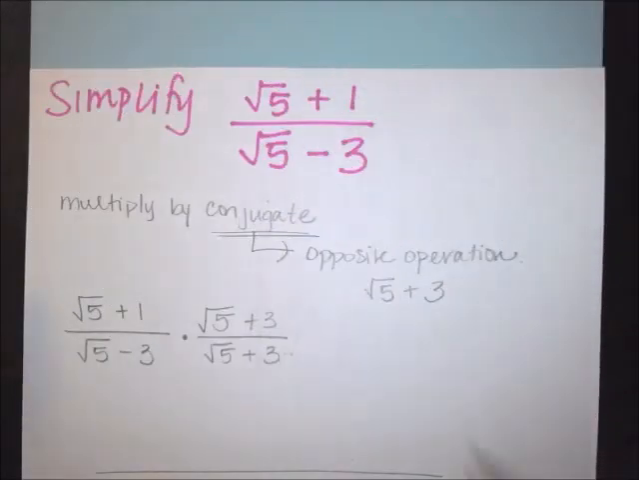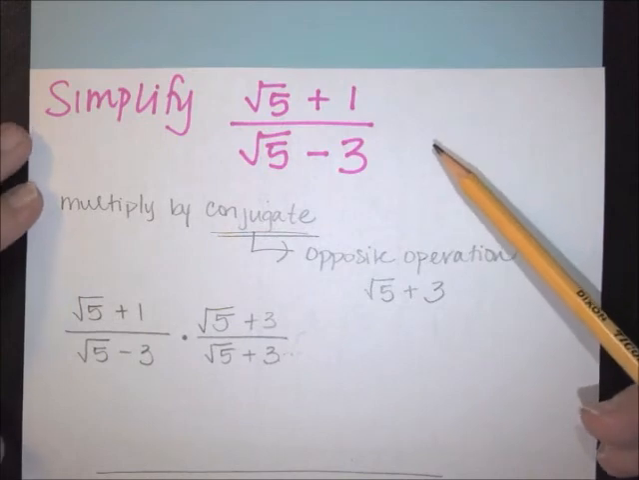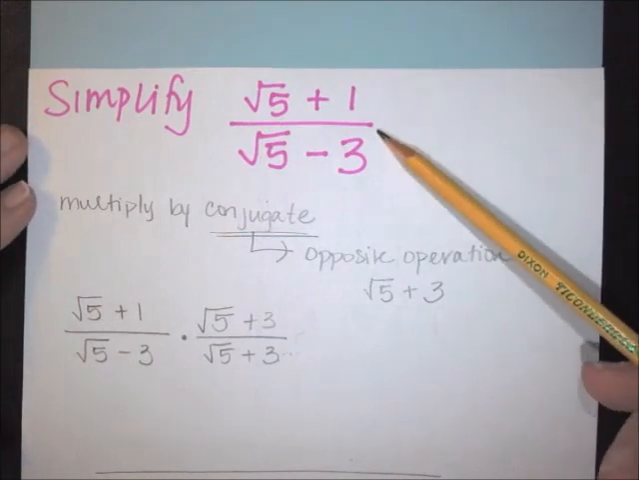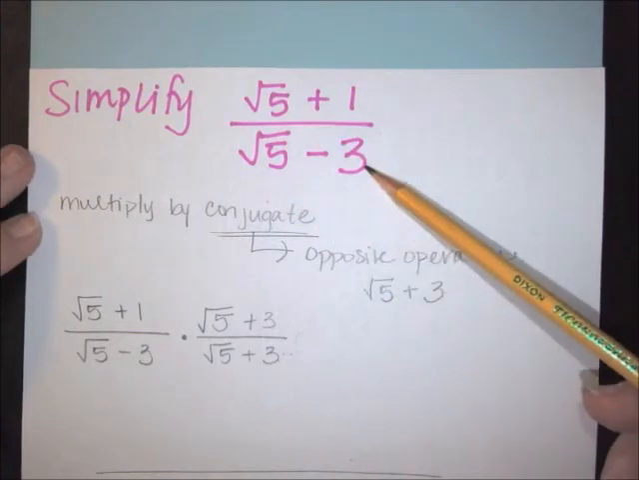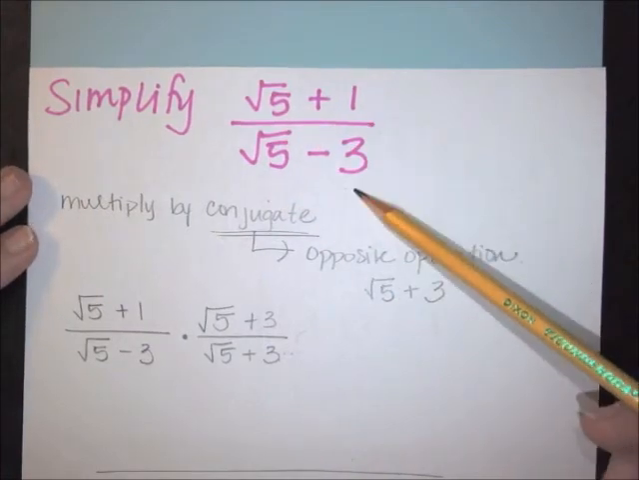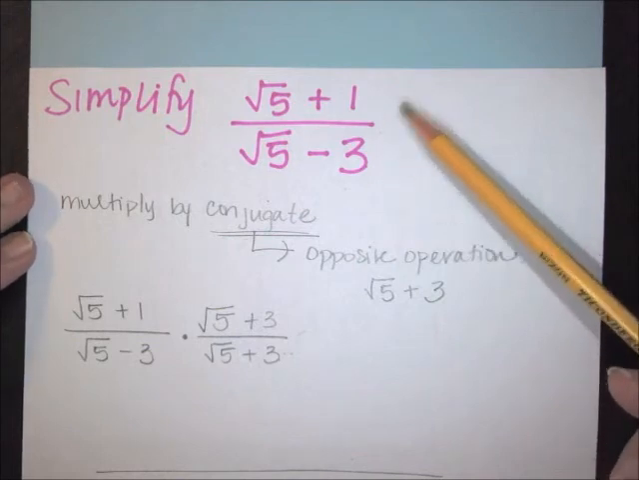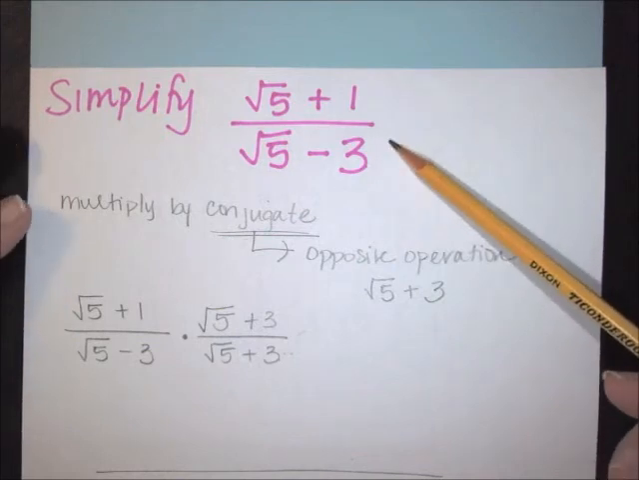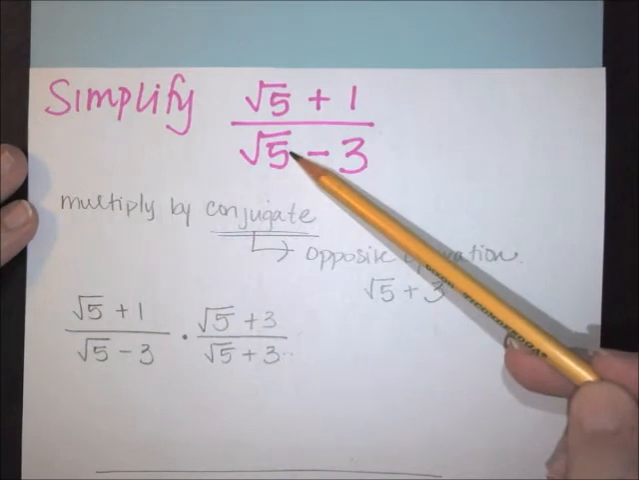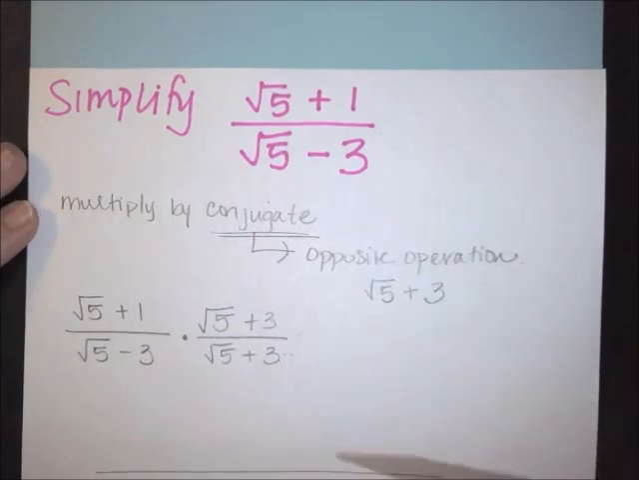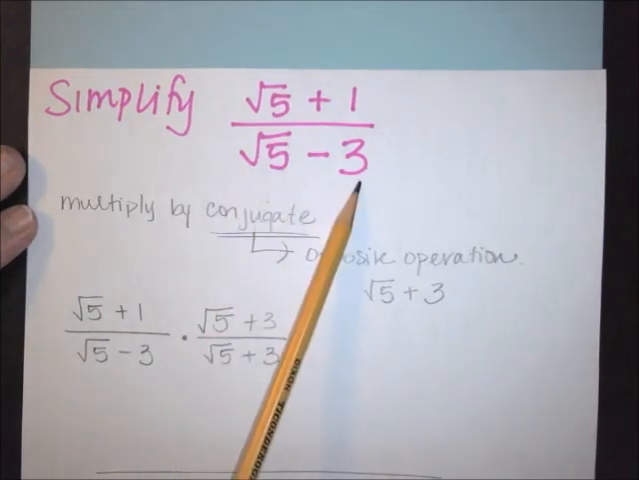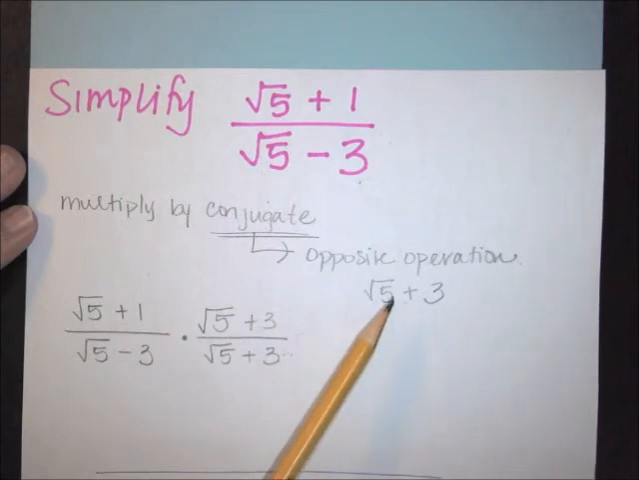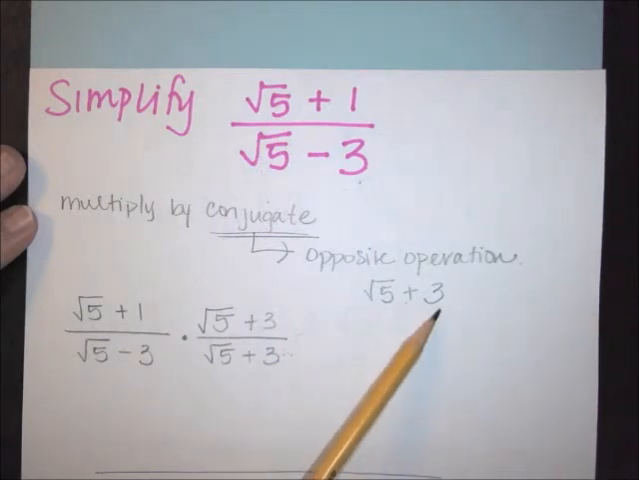Alright, the last example we have here is we're going to simplify this radical fraction. So we like to call them glorified rationals. And so here, whenever you have a radical in the denominator, you have to multiply by the conjugate. Conjugate simply means opposite operation. So here we have the square root of 5 minus 3, so your conjugate is going to be the square root of 5 plus 3.